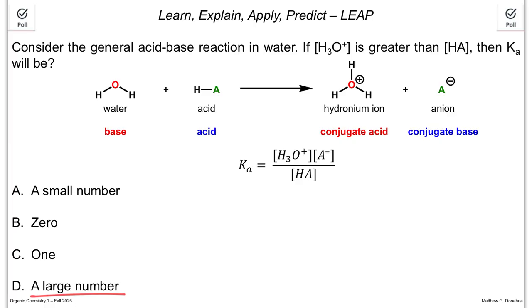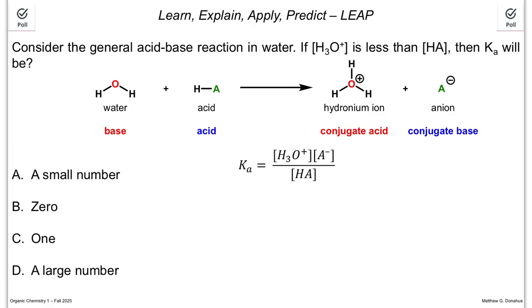Stated another way, your acid in water is primarily producing this stuff over here. So there's a lot of this and less of that. So the extent of ionization is great, meaning that your Ka value is going to be pretty big. Now if we flip that and say the hydronium ion concentration is 1 and HA is 1,000, we put in 1 divided by 1,000, that's going to get us a small number.